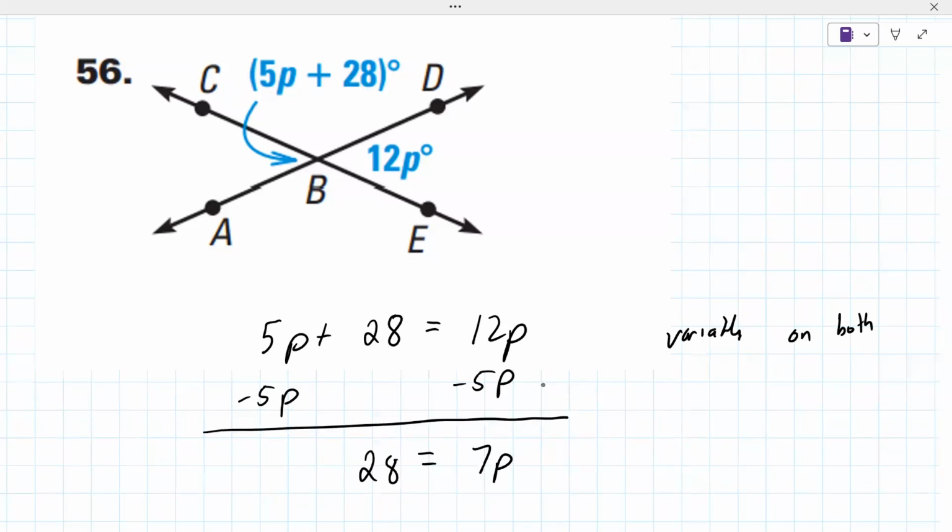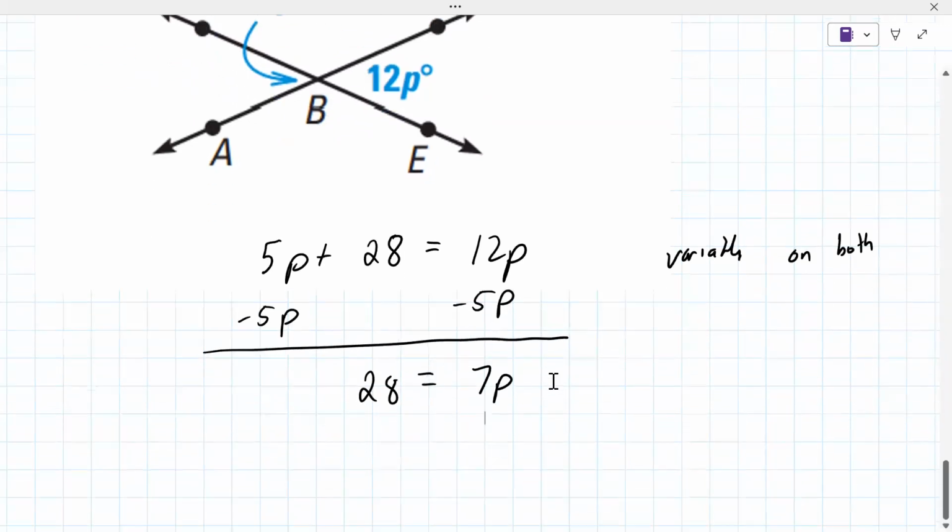What's the value of P? How do you solve for P here? You divide by 7. Does it go in? Yeah.